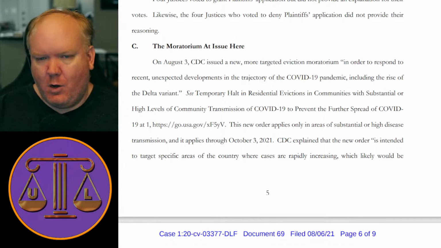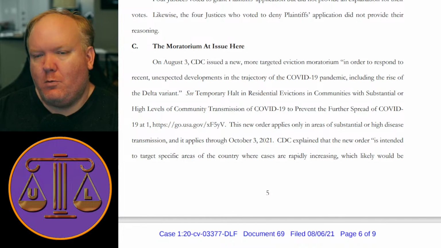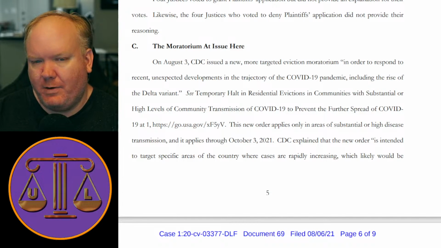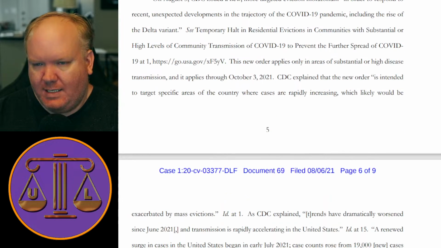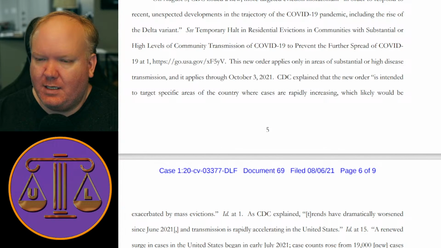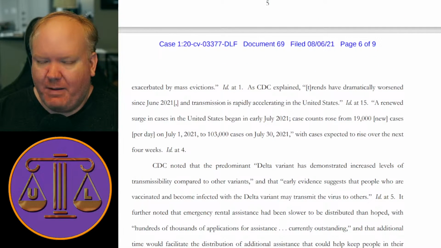The moratorium at issue. On August the 3rd, the CDC issued a new, more targeted moratorium in order to respond to recent unexpected developments, including the rise of the Delta variant. This new order applies only in areas of substantial or high disease and applies through October the 3rd. CDC explained the new order is intended to target specific areas of the country where cases are rapidly increasing, which likely will be exacerbated by mass evictions.